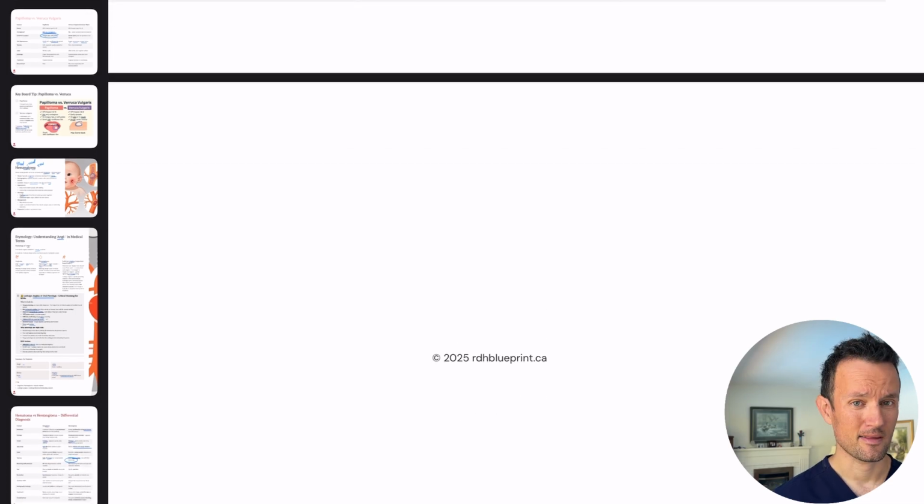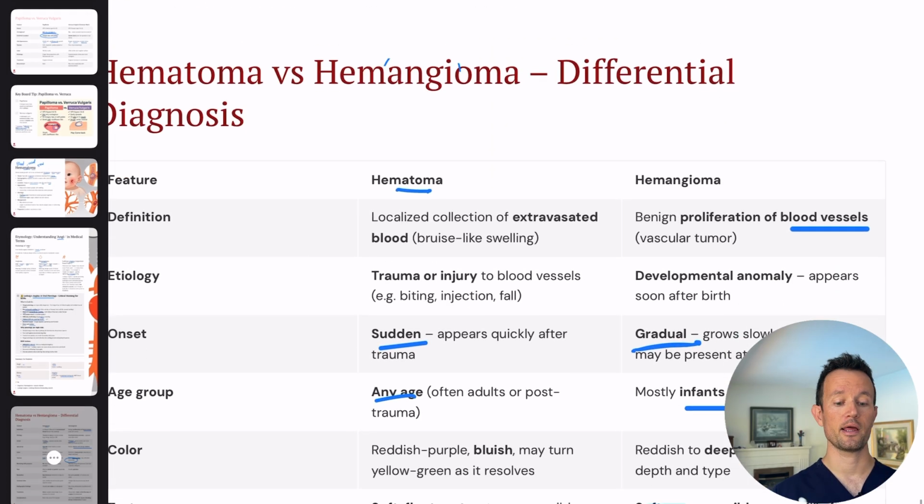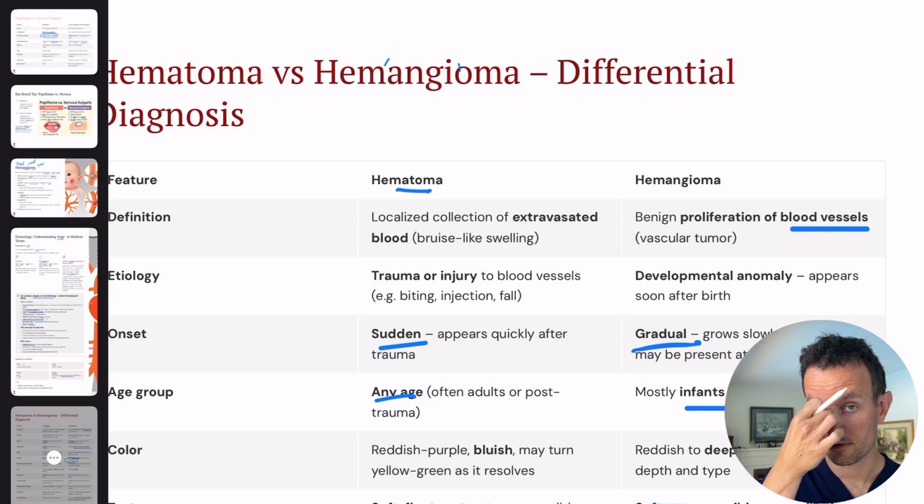So that's it. Think about this, though. Think about the board questions that could arise from this differentiation. A hematoma versus hemangioma. It may give you both options. What are you seeing and what should be done about it? And you may look at them and think, they both sound so similar. Is it a hematoma or hemangioma? Oh my gosh, I don't know.